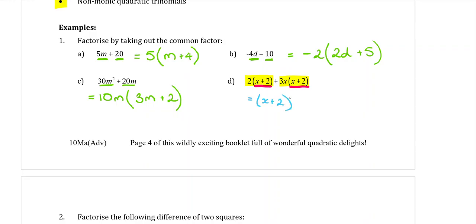And then from the first term, if we divided the x plus 2 away, we would have a 2 remaining. So in the next set of brackets, we're going to have a 2. From the second term, the x plus 2 bracket is out the front, so what remains is going to be the 3x. So plus 3x, close bracket.